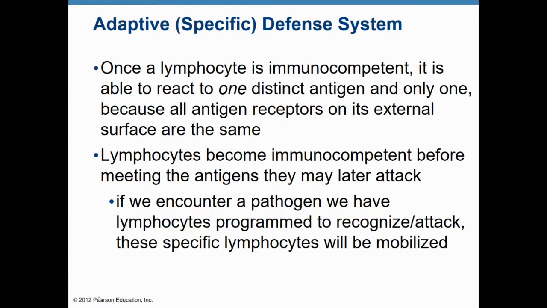So if we encounter an antigen that we have been programmed through our DNA to recognize and attack, then that specific population of lymphocytes is going to be mobilized, right? So we have lots of different types of B and T cells that are wandering through our tissues, and each individual B or T cell can only respond to one antigen. And so when they meet up with their specific antigen, that's it. We're off to the races.